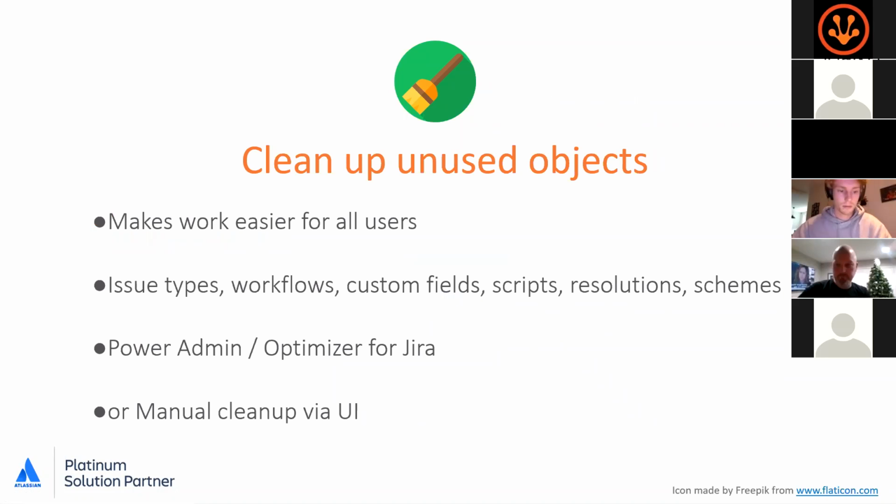The first thing that you should check during this maintenance are unused objects. These might be issue types, workflows, custom fields, screens, or even scripts. The problem with these is that they aren't used, but still bloat the application configuration and make all kinds of reporting difficult to do. Various apps help you clean these objects and find their usage, such as Power Admin or Optimizer for Jira. But even if you don't have these add-ons, usually you can recognize unused objects in the Jira UI easily. This takes some more time than if you would use an app.